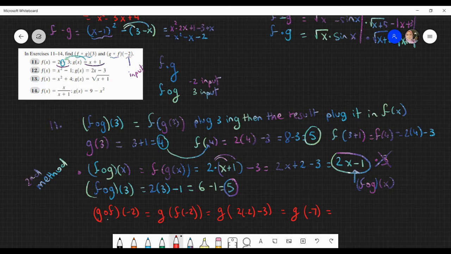Now I plug negative 7 in g of x. And again, this does not mean multiplied by. This means it's an input of g. So this is very important to understand. So negative 7 plus 1, which will be negative 6. So this is for number 11.